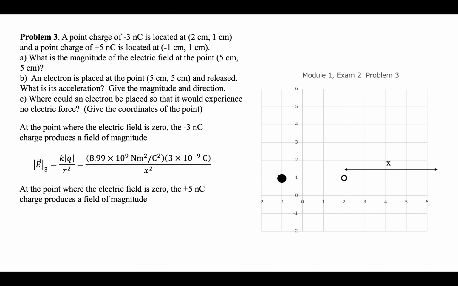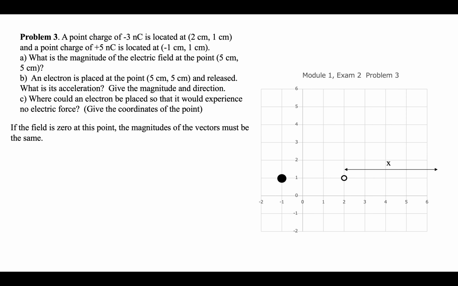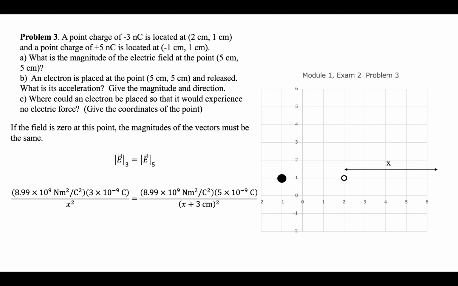So the field produced by this charge, the 5 nanocoulomb charge, at the point in question, way over here, is kq over r squared. The q is 5 nanocoulombs. The distance away is x plus 3 centimeters. When these fields are equal, the field is zero because we know the fields are in opposite directions out there. So let's set them equal. The magnitudes of the field are the same.